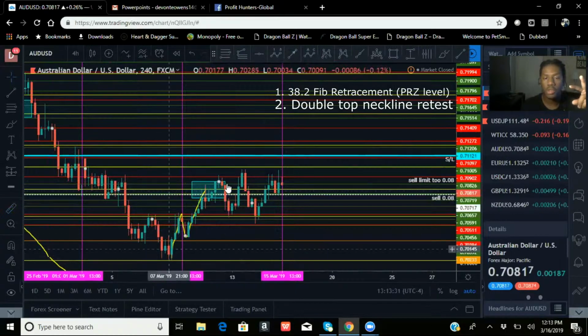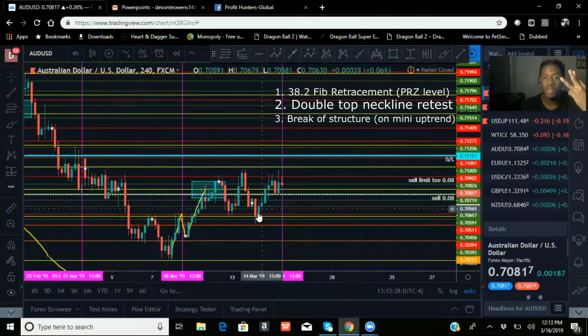So this whole little retracement, mini uptrend is done for. It's broken structure. All right. So that's number three. So that's another reason why we know it's coming down.